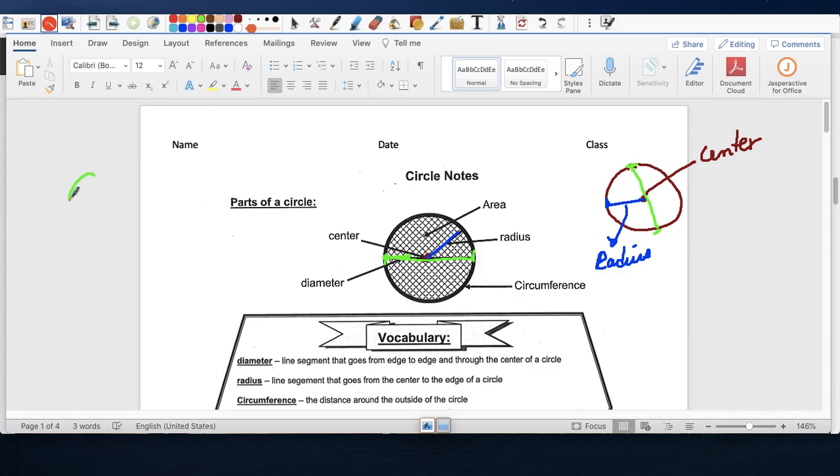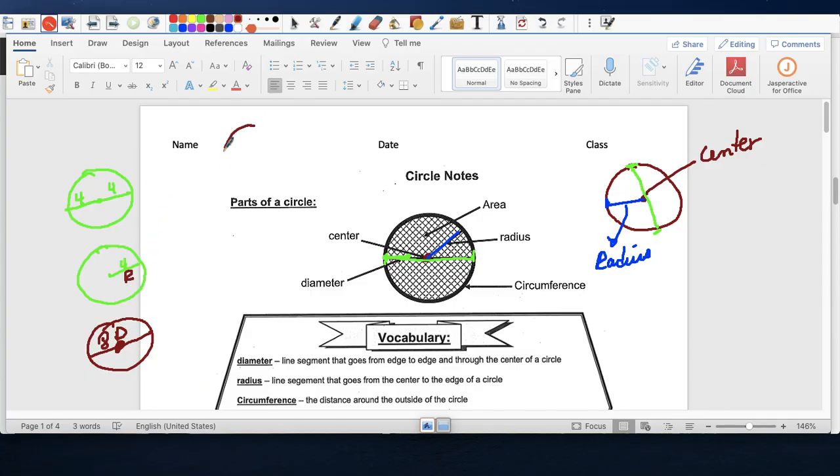So let me draw another circle here. Here is a circle. Let's say that's 4 centimeters. Well, if I decide to walk from the center to that side, that would also be 4. Agreed? So if you know this is 4 and that's the radius, how much would this be? Well, this would be 4 plus 4. This would be 8. So the diameter will always be double the radius, and the radius will always be half the diameter.